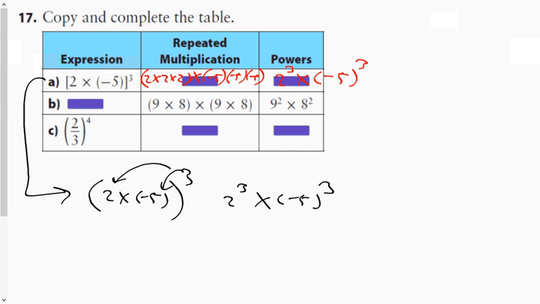In the second one, it gives us 9 times 8 times 9 times 8, which will be 9 times 8 in brackets with an exponent of 2 outside the brackets. I mean, 9 times 8 is multiplied by itself 2 times. And finally, in repeated multiplication would be 2/3 times 2/3 times 2/3 times 2/3, or 2 divided by 3 times 2 divided by 3, or 2 to the exponent of 4 divided by 3 to the exponent of 4.